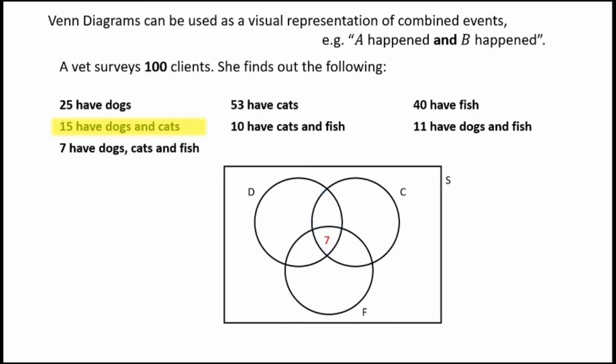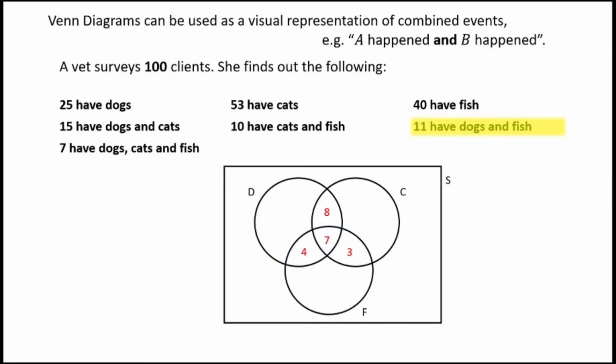Next, we'll go for the next layer of overlap, the people who own 2 animals. 15 people own dogs and cats. This region needs to contain 15. We already have 7 accounted for, so we need another 8. Moving on, 10 people have cats and fish. This region should contain 10. We already have 7, so we just need to include another 3. 11 people have dogs and fish. So this region here needs to contain 11. We already have 7, so we need another 4.